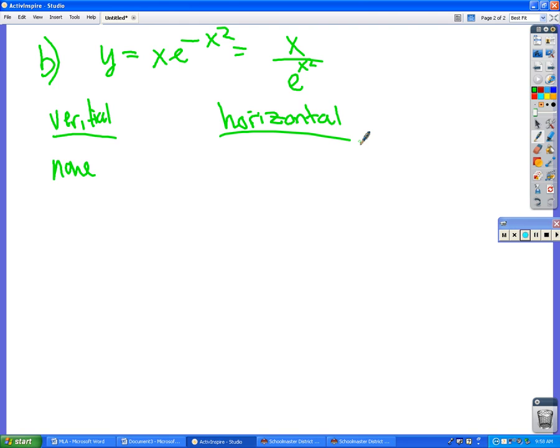Okay, and then what are the horizontal asymptotes? How do you find those? Okay, so you figure out the limit of this as x approaches positive infinity.